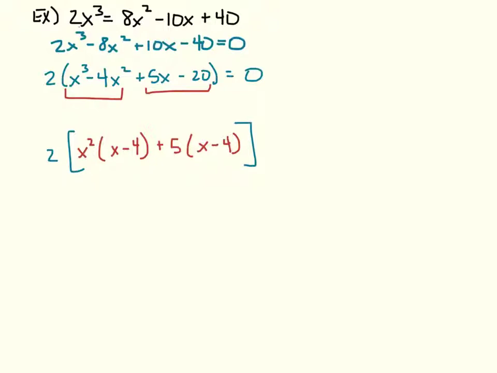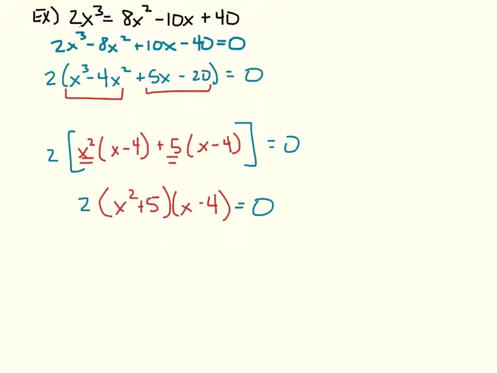Okay? So now, this factors down to x squared plus 5, because these things came together, times x minus 4, and this is all being multiplied by 2. And all the while, these things have been set equal to 0. Okay, so we're done factoring.